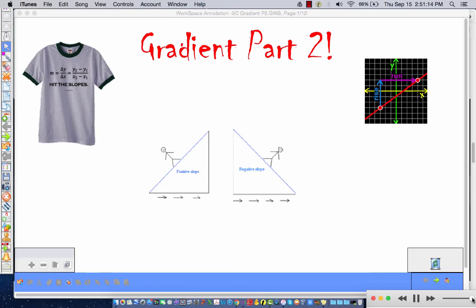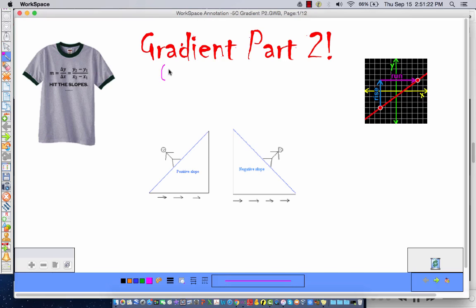Today we are continuing our journey with gradient, which is another word for slope. So I will be saying gradient, I will be saying slope. It's the same thing. Here we have rise over run, which is the definition of gradient or slope. It is a measure of change.